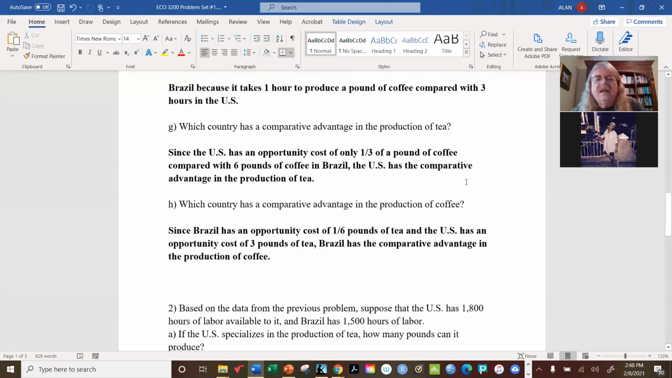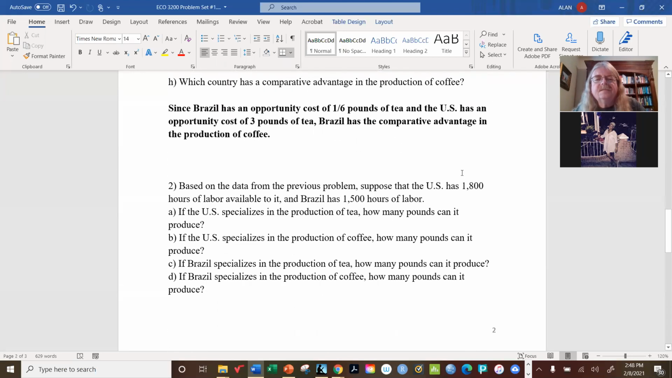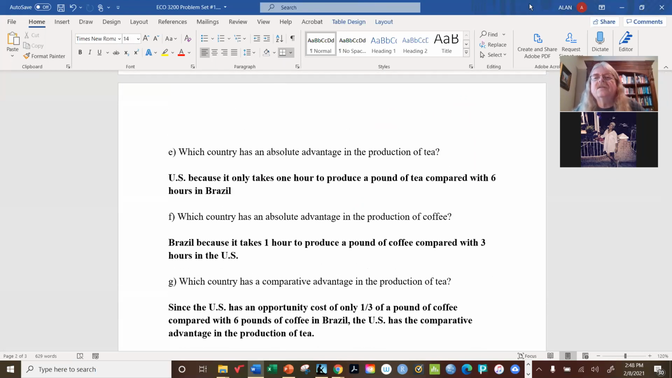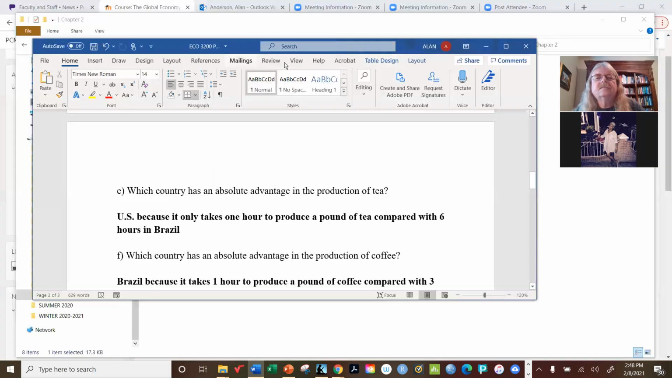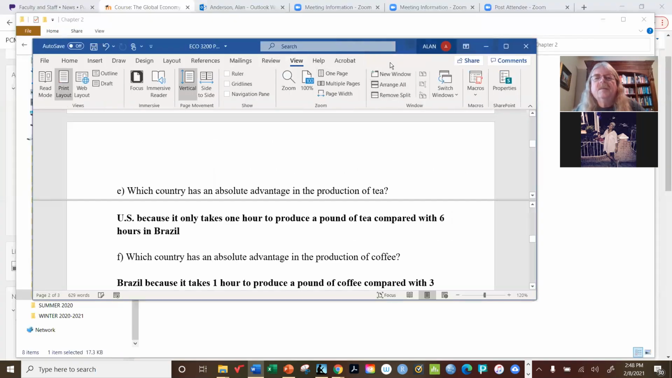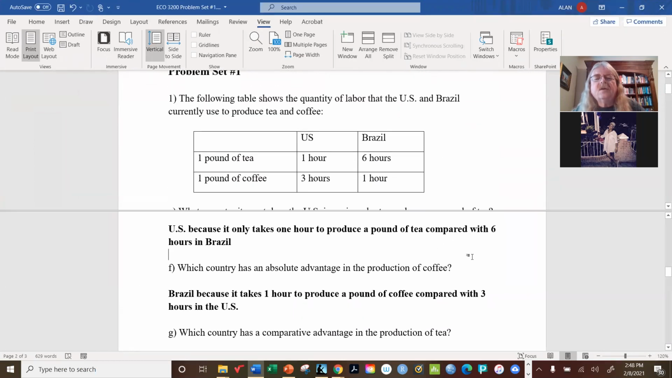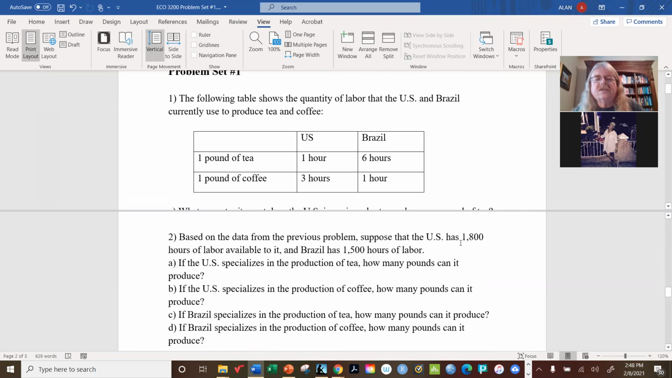Okay. Now, suppose that based on the previous problem, let me split the screen again so we can continue to see the chart, because we'll need it. We'll keep that in front of us at all times. So we're being told now how many resources the two countries actually have. So we've already decided that the US should specialize in tea. And so we're being told here that the US has 1,800 hours available to it, of labor, that is.